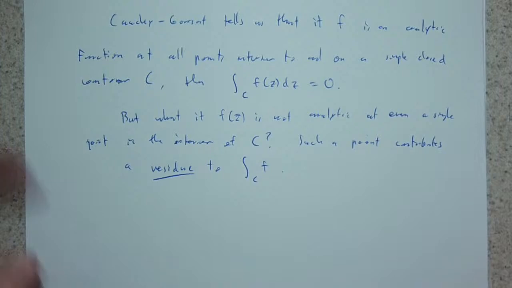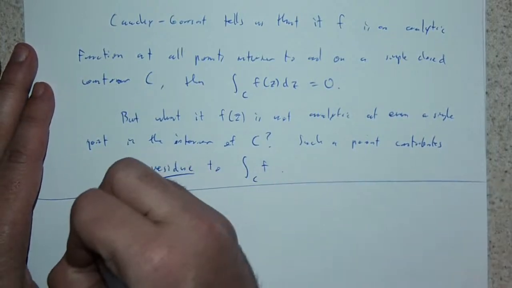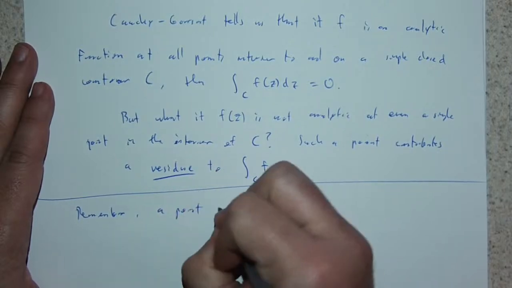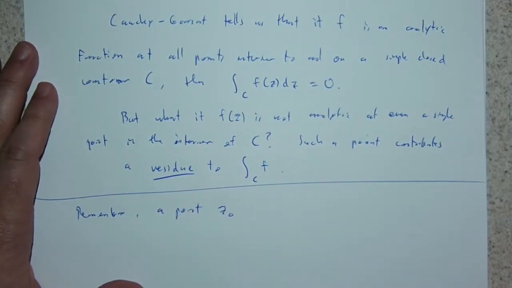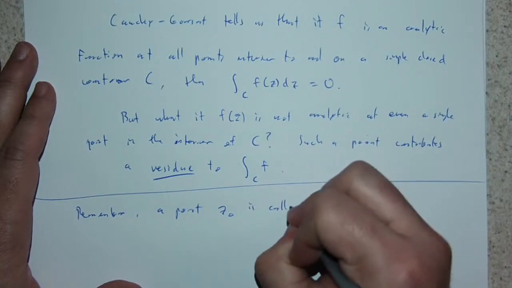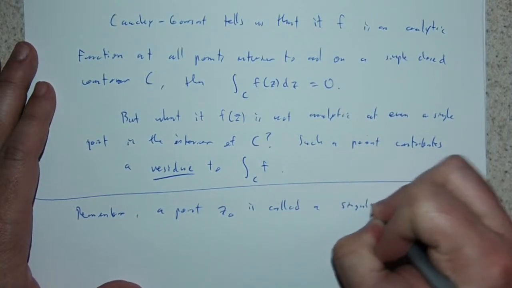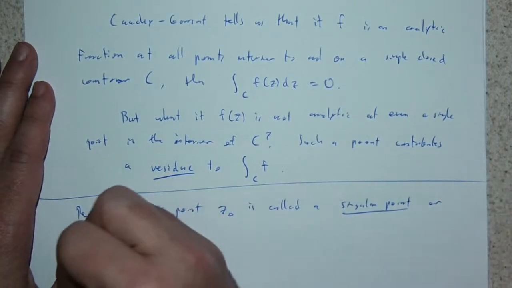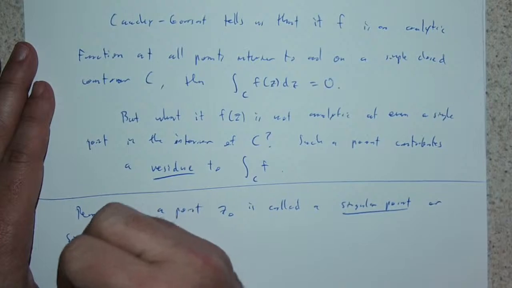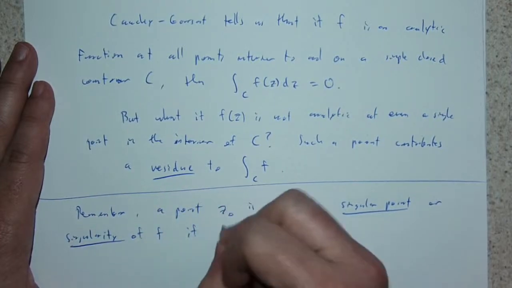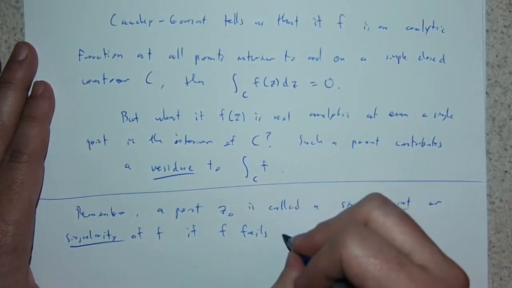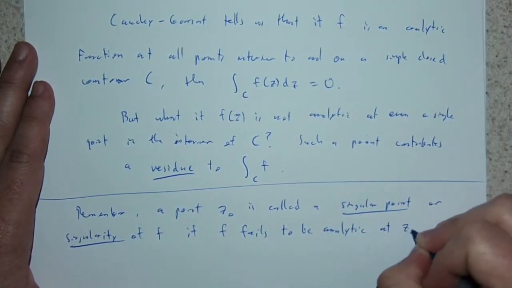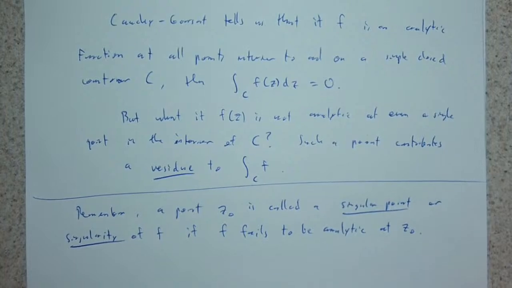Okay, so remember, we need some terminology here. Remember, a point z0 is called a singular point, or singularity, of f if f fails to be analytic at that point. Okay, that's it. Simple as it is.